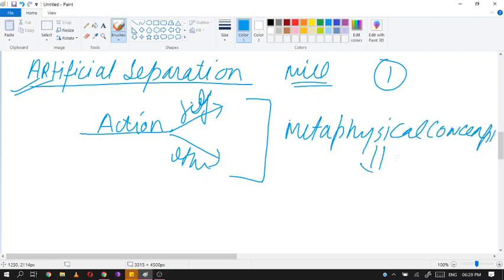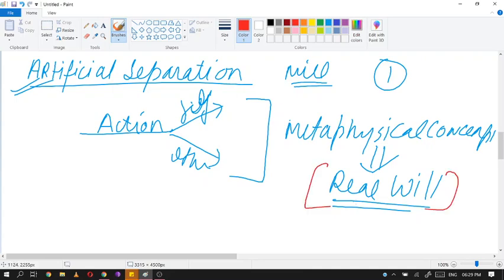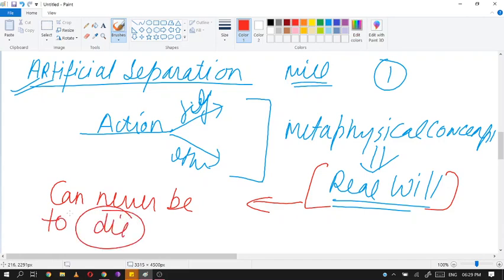Along with your concept of real will. Now, real will, we know, Rousseau has given. But what Mill is saying is that, brother, the real will of a man can never be to die. Why would anyone want to die? There can never be a real will of dying. Now, it is metaphysical because it is not true. Let's say a man is saying I want to die, but you are saying this is not what he means. Now, how do you know what he means?